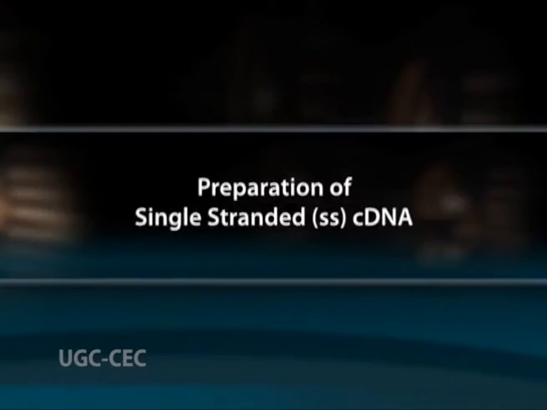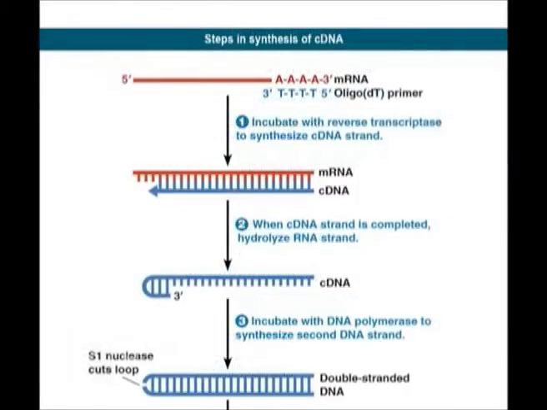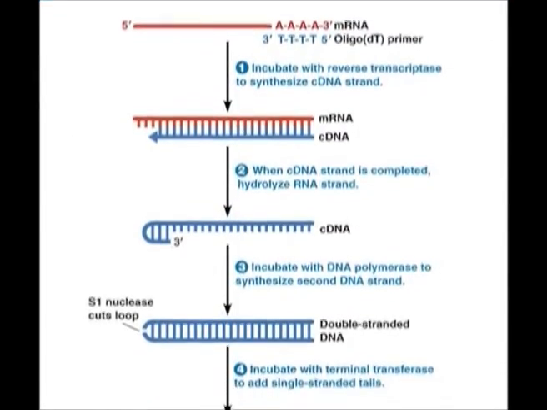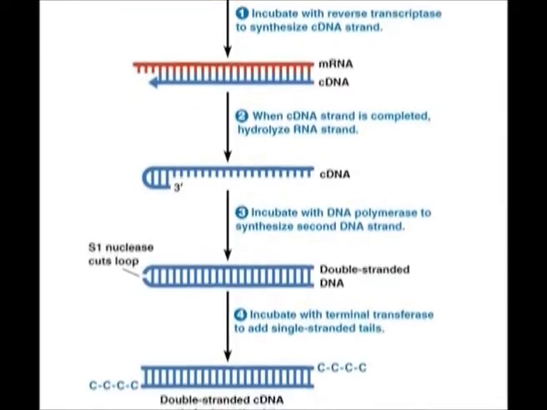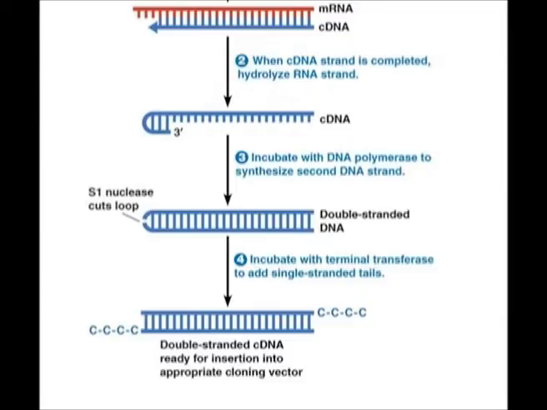Preparation of single-stranded cDNA. The enzyme reverse transcriptase is used to synthesize a DNA strand complementary to each mRNA molecule. A cDNA-RNA hybrid is formed, from which the RNA is removed with the help of RNase H or alkali.